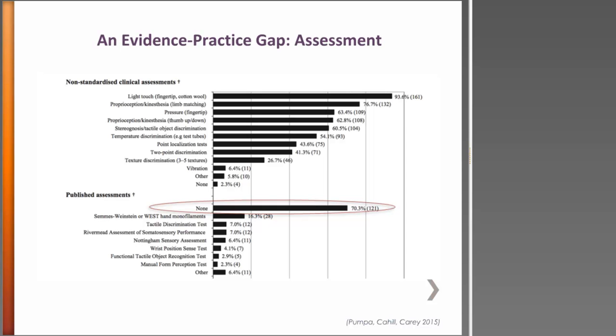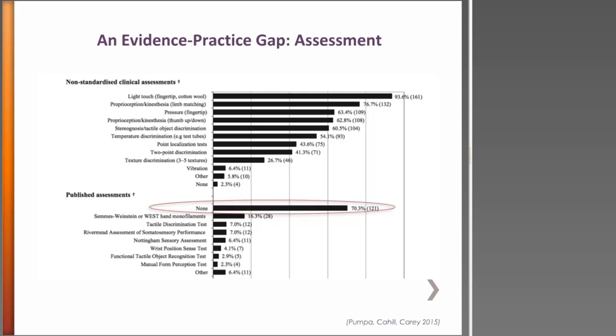And one of the most interesting things that came out of this study was that if you look here at the assessment areas, for the non-standardised clinical assessments, you can see that the top 2 things that therapists tend to assess is light touch, so either through fingertip or cotton wool perhaps, and proprioception or kinesthesia. So they might do a limb matching activity or get the person to mirror match their limb when it's moving through a particular range of movement. So those two, and I like to call these almost the bedside measures, the screening measures that therapists complete, were found to be the most predominant method of assessing sensation.